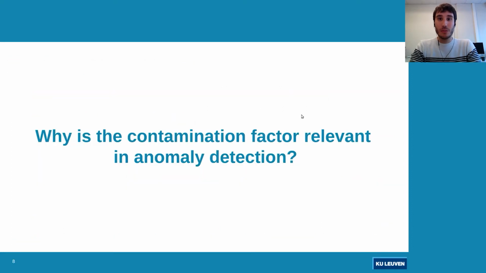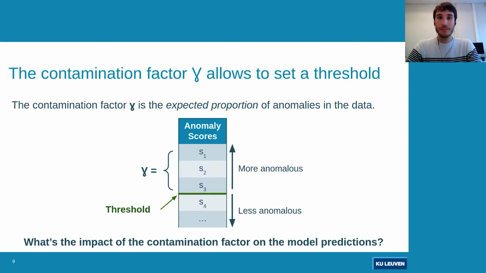All right, let's now talk briefly about why the contamination factor is actually relevant in anomaly detection. The contamination factor gamma is defined as the expected proportion of anomalies in the data. Its value allows us to set the predictive threshold and transform the anomaly scores into hard predictions. For this task, one can set the threshold such that the proportion of scores above it exactly corresponds to the known contamination factor. Essentially, through the contamination factor, we know how many anomalies to expect, and we force the model to predict the same number of anomalies.